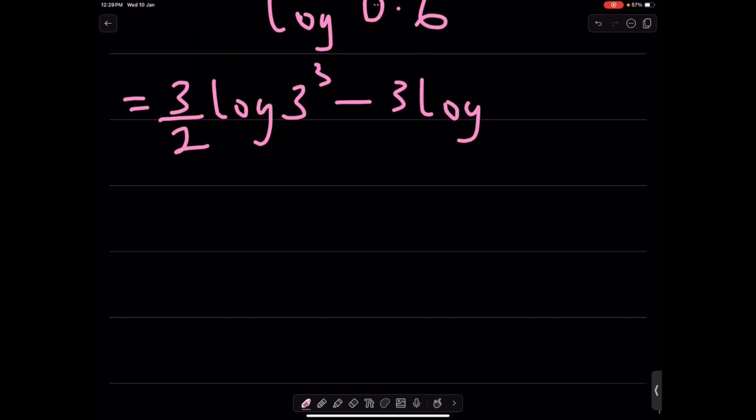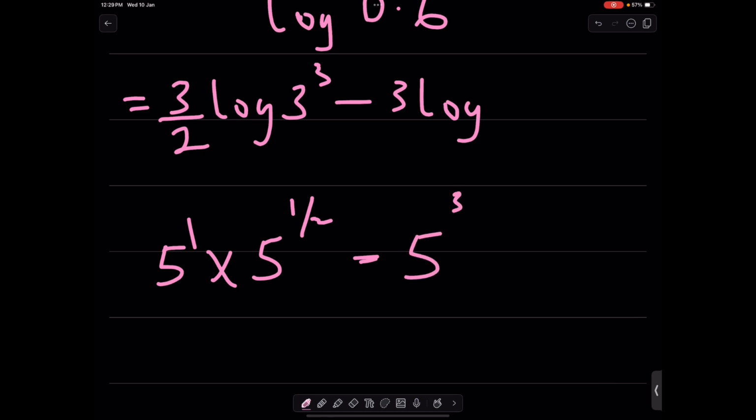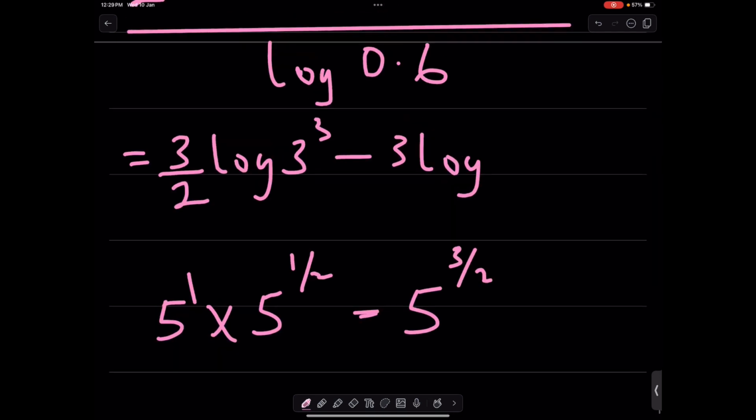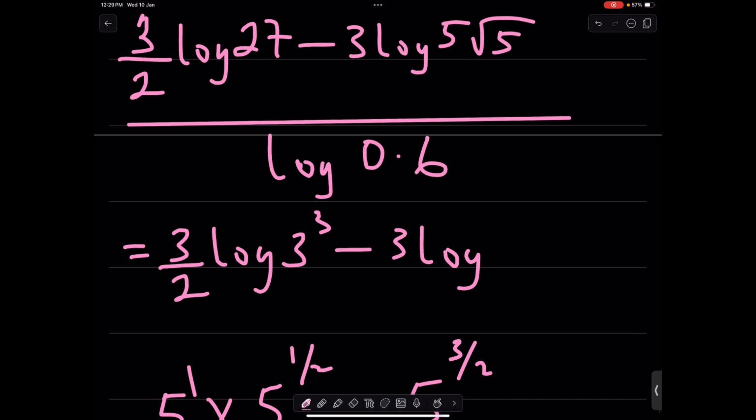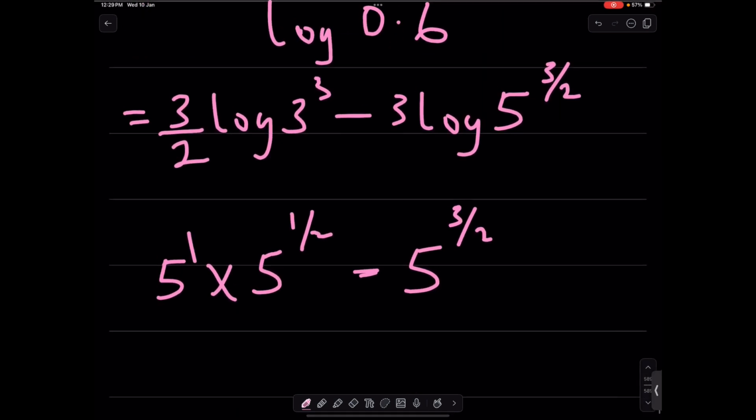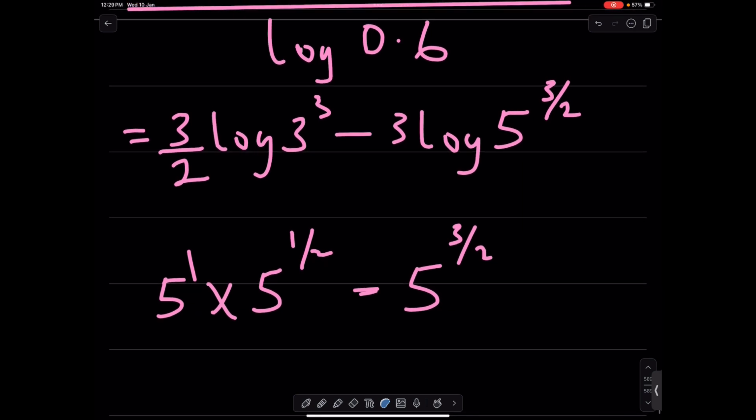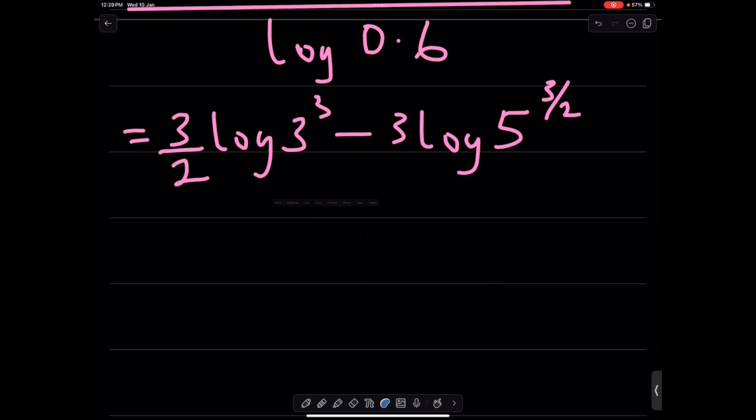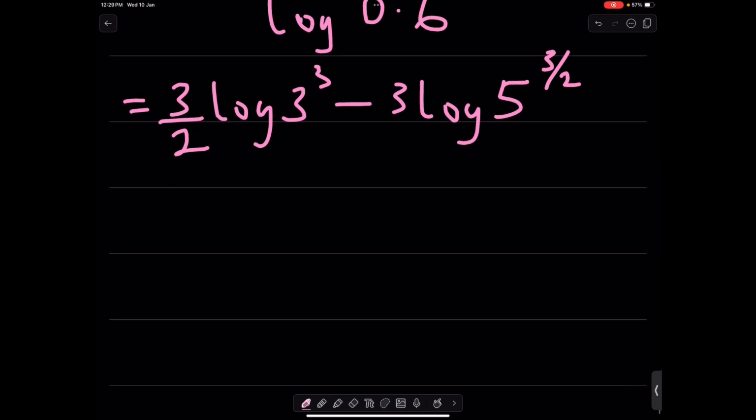Of course, 5 root 5, 5 times root 5, is the same as 5 times 5 raised to the power half. We know that 5 is the same as 5 raised to the power 1. So that becomes 5 raised to the power 1 plus half, which is 5 raised to the power 3 over 2. So that's what I'm going to write here. That's 3 log 5 raised to the power 3 over 2. Now we write down this, simply all over, don't forget the denominator.